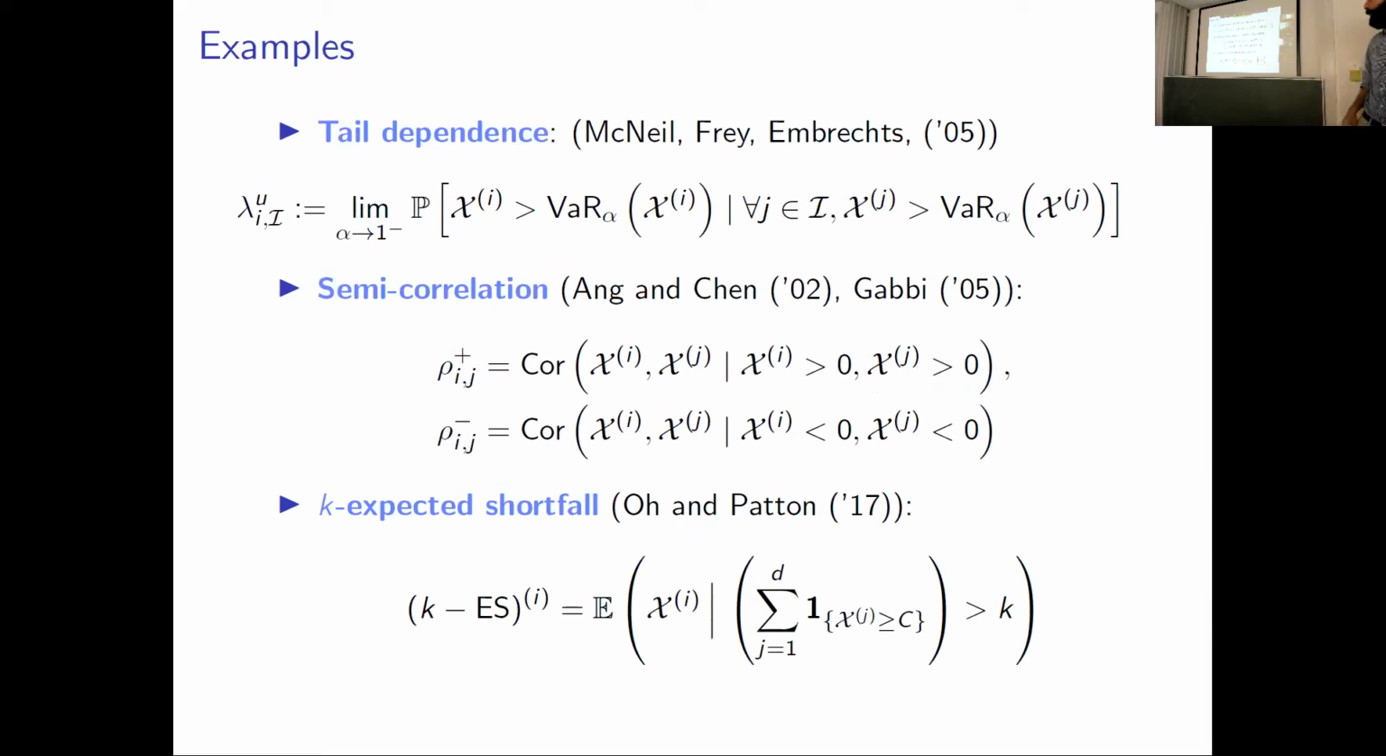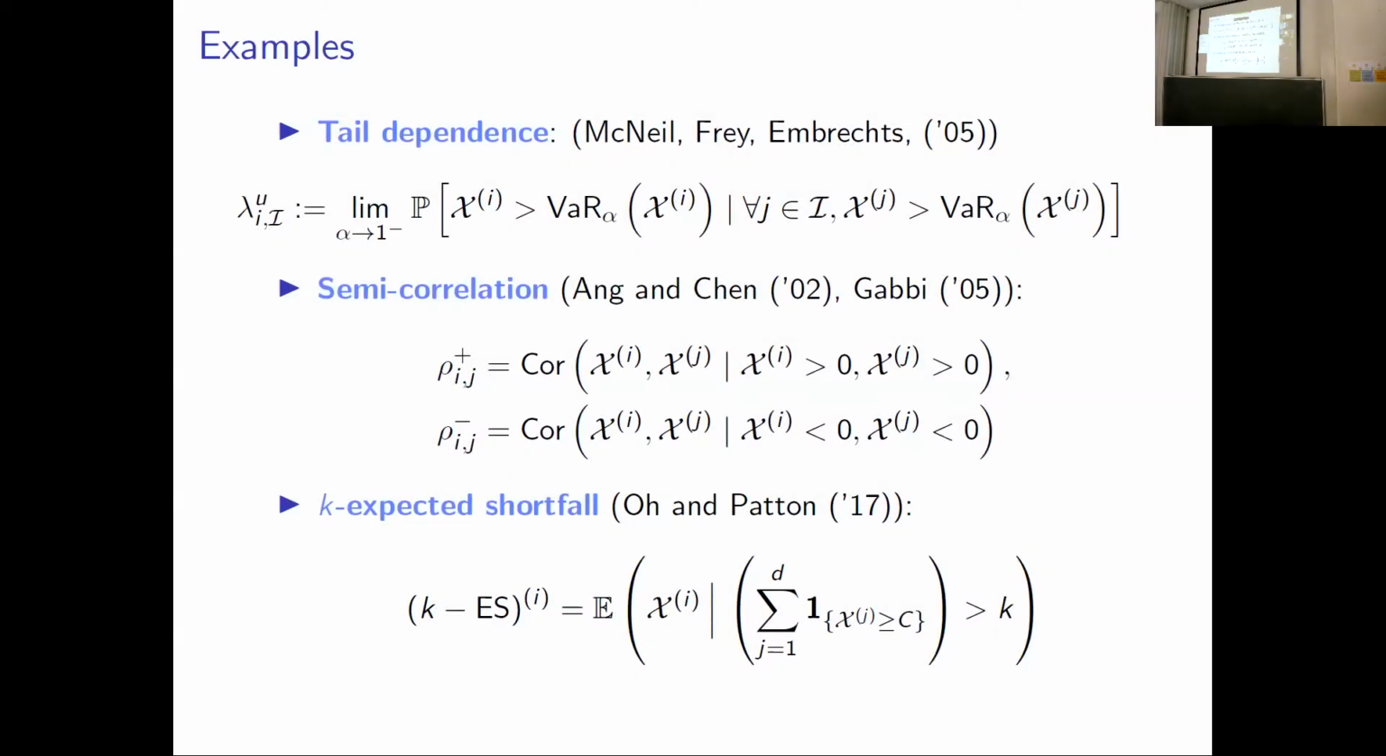Just to give an idea of the kind of stuff we want to compute, we have these 3 dependence measures, or 3 statistics. One is the tail dependence that people may know about, the semi-correlation, and the k-expected shortfall, which is the one I'm going to focus on today. The semi-correlation is very easy: the correlation between 2 components of the vector x, when the components are larger than 0 or smaller than 0, or whatever you want to put on the left. But what I'm going to focus on today is the k-expected shortfall, which is this.